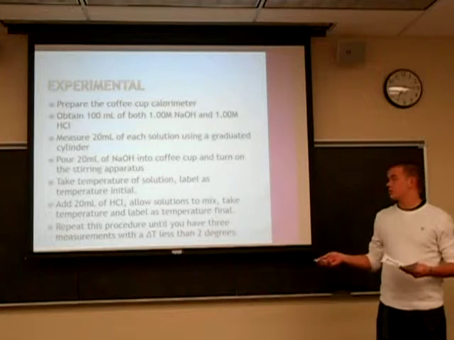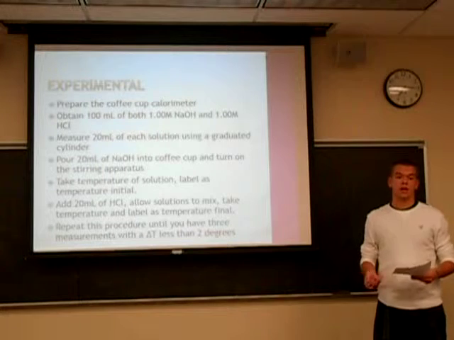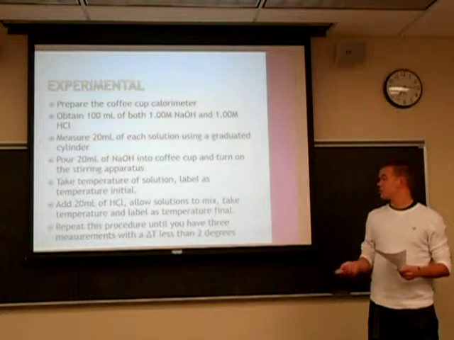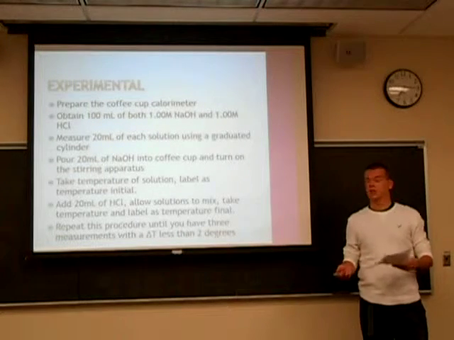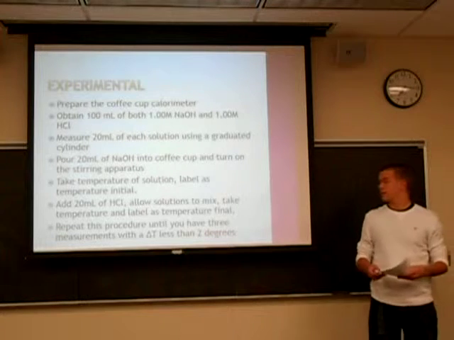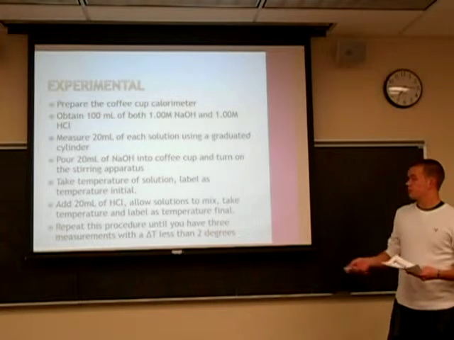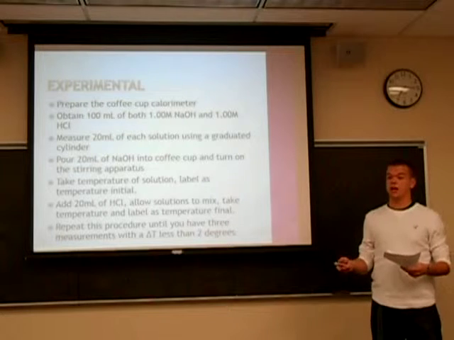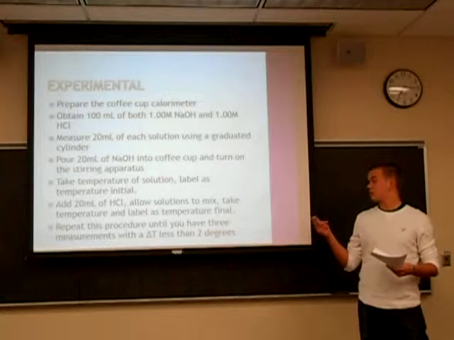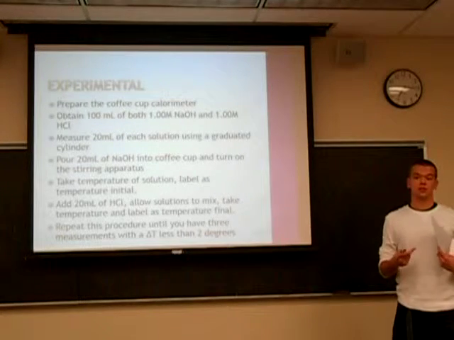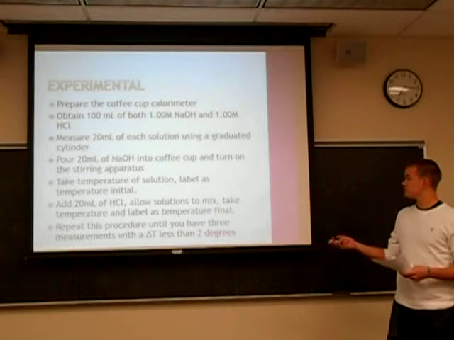Next, you would add the 20 milliliters of HCl, allow time for the solution to mix, and then take the temperature and label it as the temperature final. Next you would repeat this procedure 2 more times until you get 3 measurements that have a change of T less than 2 degrees.